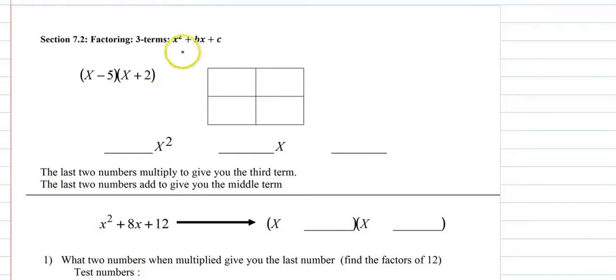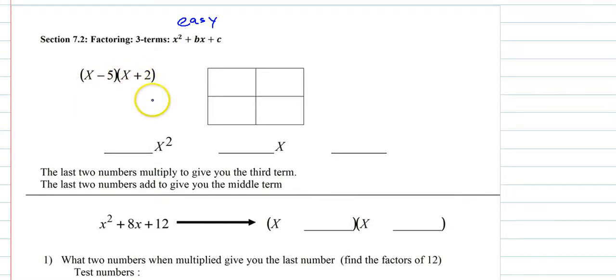Alright, factoring. This is 3 terms, and I'm going to call these the easy ones. I know we're not supposed to use that term with math, because math is never easy, but these really are. So these are the easy ones. We will get into the more difficult ones after this video. So before we start factoring this type, the trinomial, it's going to look like this after we're done factoring it.